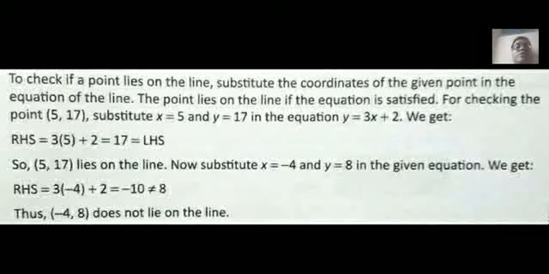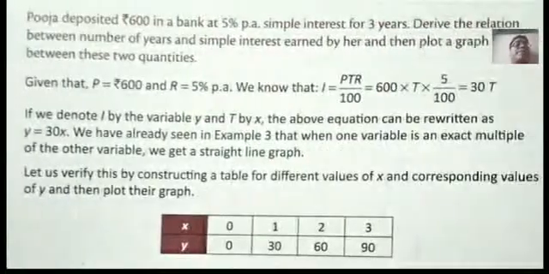Okay, so similarly you can verify for (-4, 8). If you take x is equal to -4, so y is equal to 3 into -4 plus 2. 3 into -4 is -12, -12 plus 2 is -10. And y given here is 8, so since both are unequal, LHS is not equal to RHS, hence (-4, 8) doesn't lie on the line.